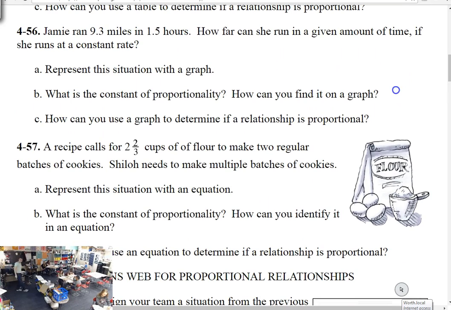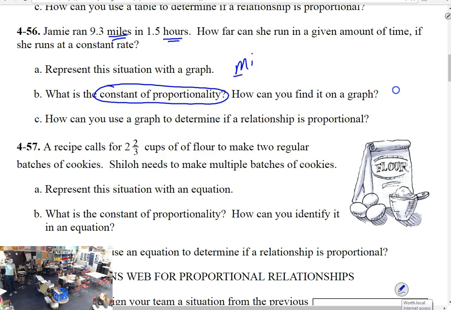All right, try 56. This should maybe be a little bit quicker. If you get stuck, please call me over. We want to find a unit rate here again, because remember, constant of proportionality is a fancy word for unit rate. Do we think it's going to be hours per mile or miles per hour? Yeah, that makes more sense, right? So our unit rate, we're going to do miles per hour.